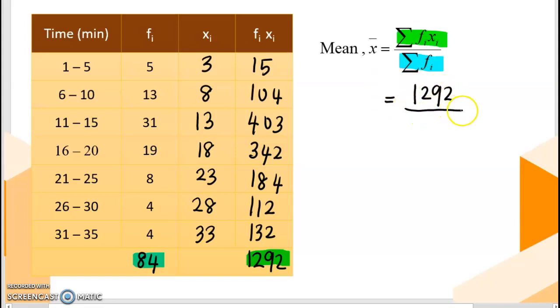1292 divided by 84. And then our mean is equal to 15.38.